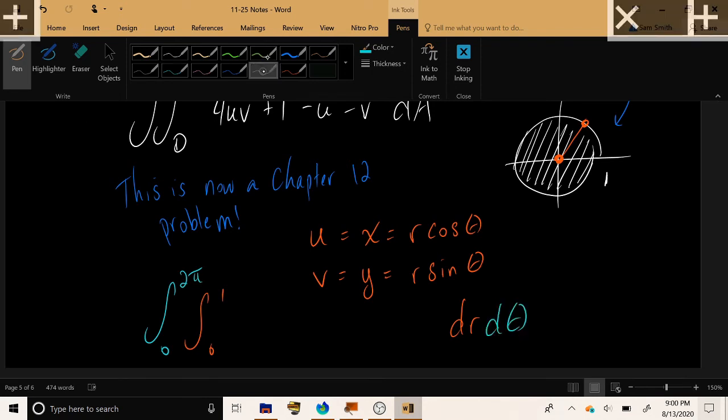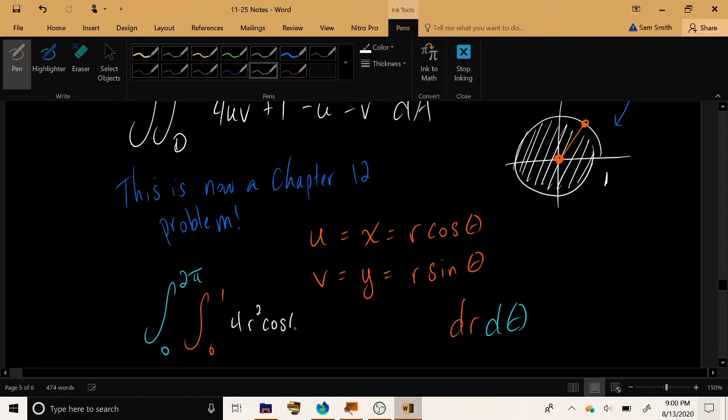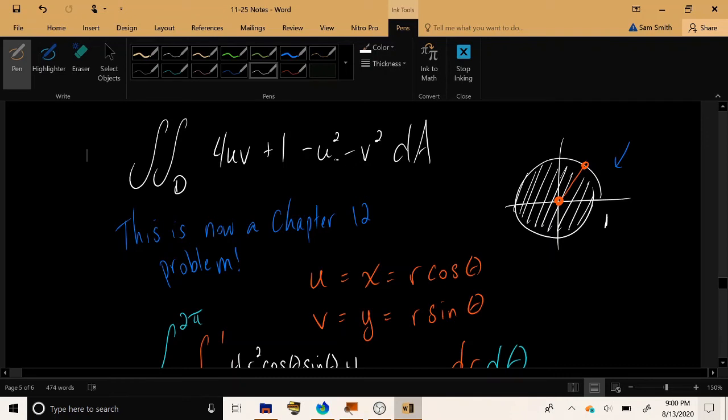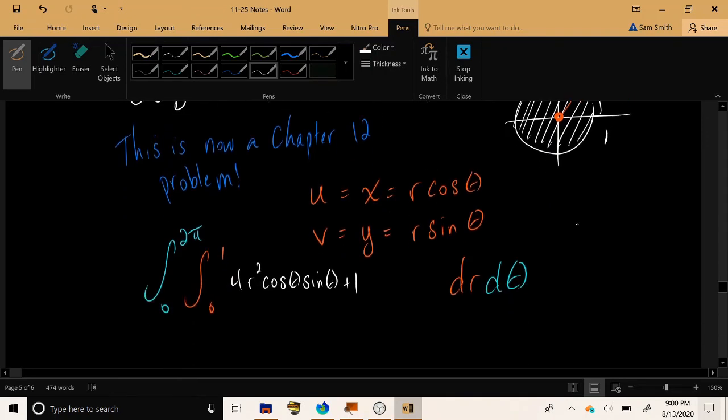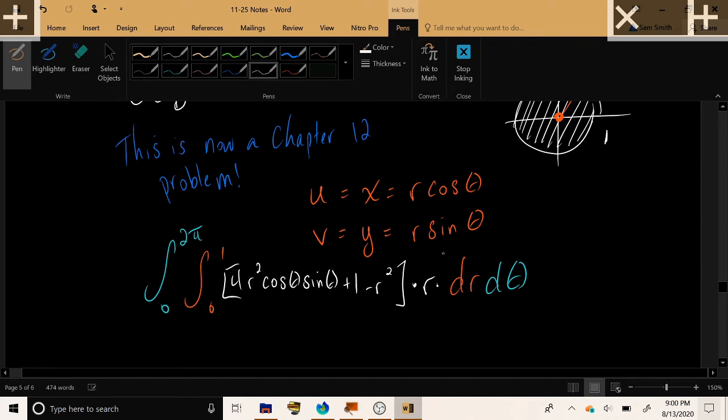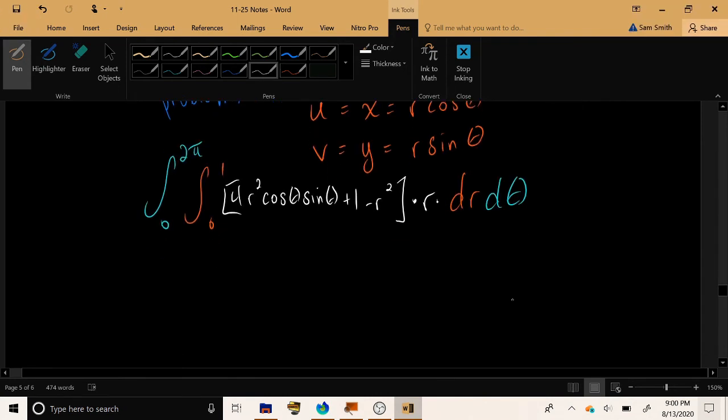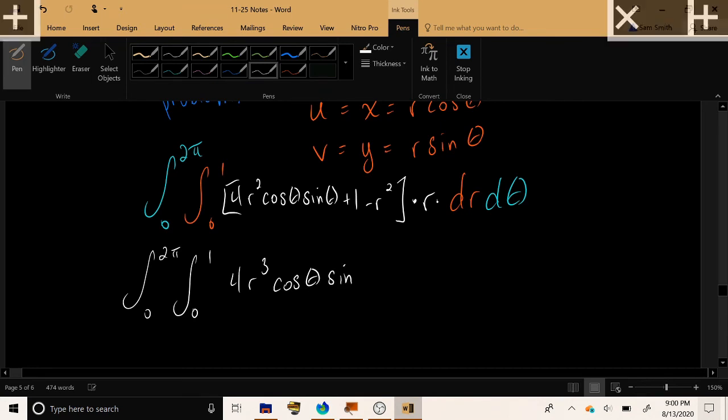I can go into my integrand and replace u and v with r cos theta and r sine theta. And I'll get 4r squared cos theta sine theta plus 1, and then anytime I see a u squared and a v squared like this, I can replace it with an r squared. And don't forget that anytime you're doing polar, you need an added extra factor of r. Okay, now let's clean this up. We got an integral from 0 to 2 pi and an integral from 0 to 1. If I distribute through r, we get 4r cubed cos theta sine theta plus r minus r cubed, dr d theta.